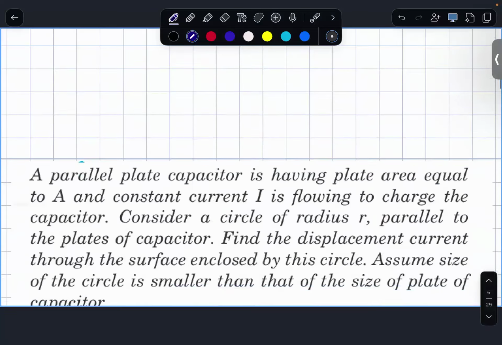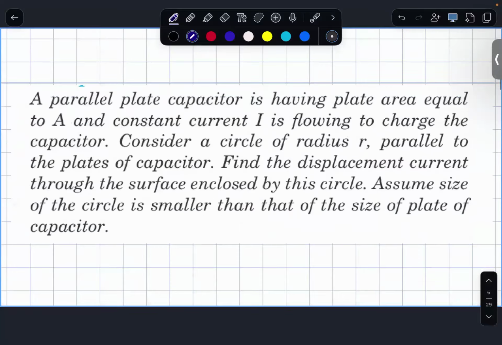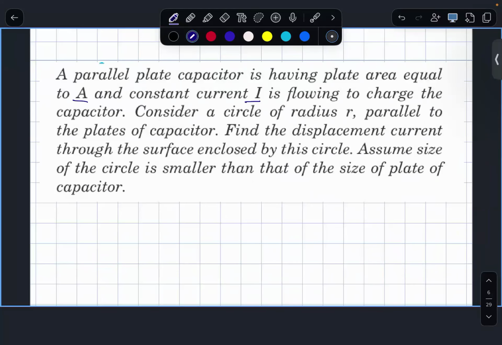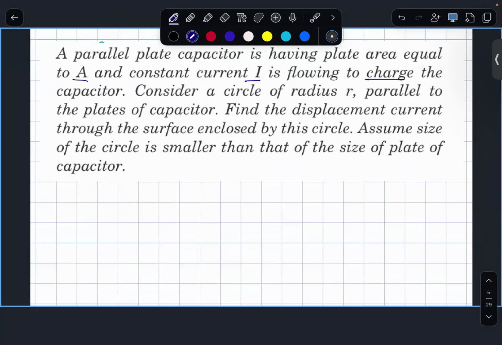A parallel plate capacitor is having plate area equal to A and a constant current I is flowing to charge the capacitor. Consider a circle of radius R parallel to the plate of the capacitor. Find the displacement current through the surface enclosed by this circle. Simple. You want the displacement current only through that portion, not full.